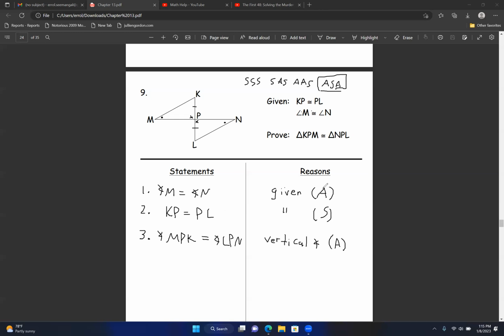So you want it in the same order, ASA. So then number four is what? Triangle KPM is congruent to triangle NPL, by ASA congruency. Okay. That's the idea. All right. Now, same idea for the rest of them.